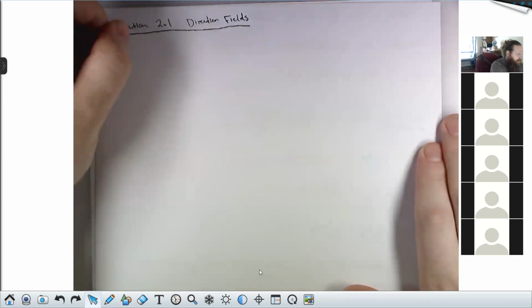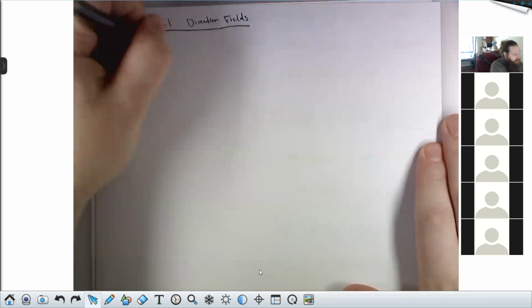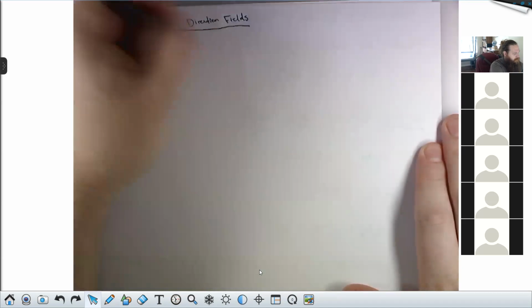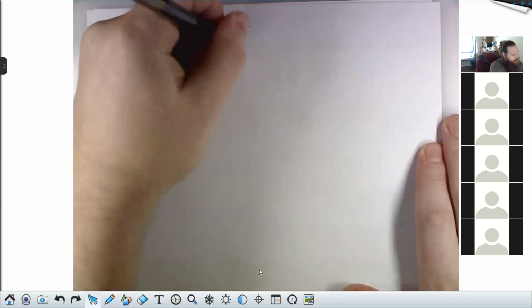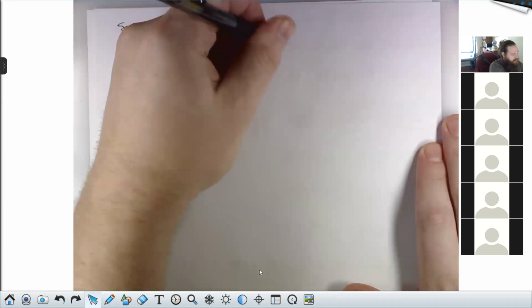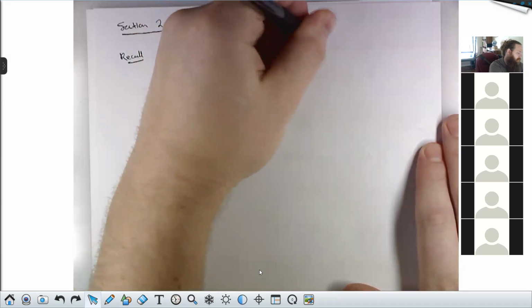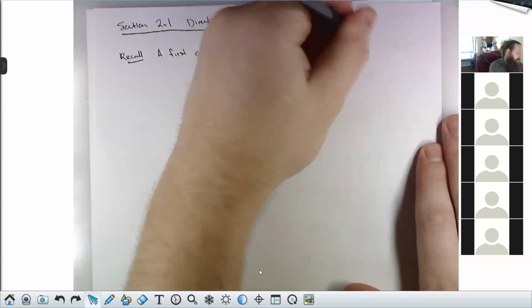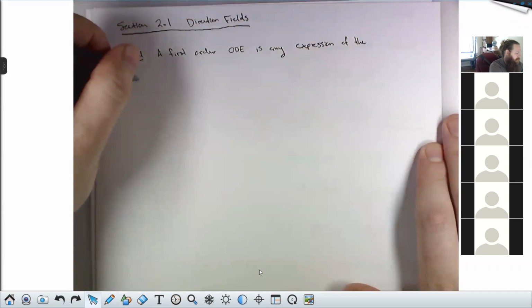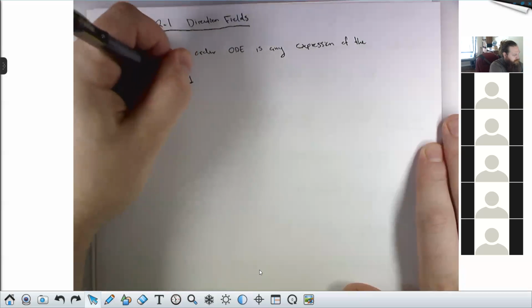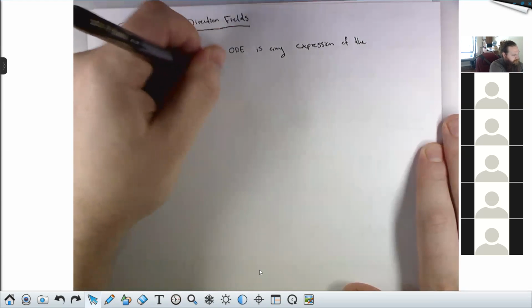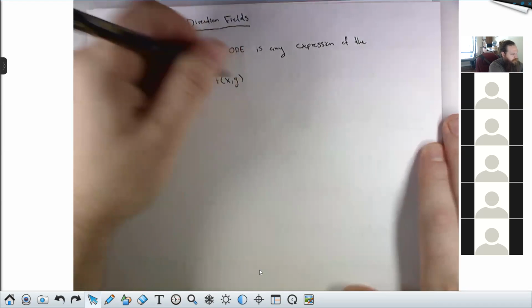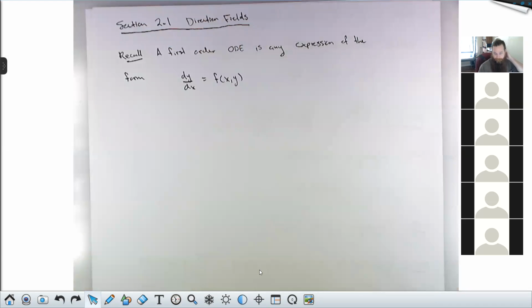Recall that a first order ODE is any expression of the form y prime, or dy/dx, is equal to some function of x and y. Right? This is our most general way of expressing a first order ODE.